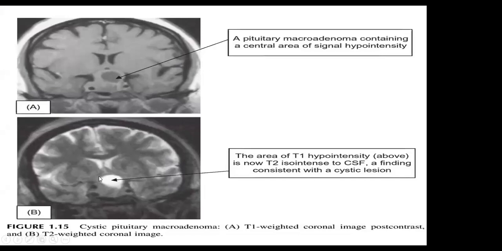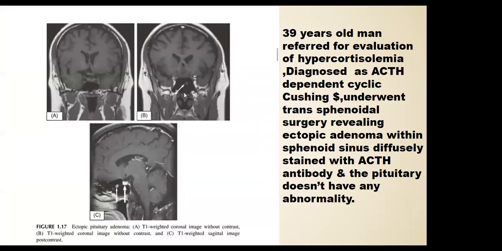And this is an interesting case of a 39-year-old male referred for evaluation of hypercortisolemia, diagnosed as ACTH-dependent cyclical Cushing syndrome and underwent transsphenoidal surgery. And the surprise was the pituitary gland was completely normal, but the sphenoid sinus was diffusely stained with ACTH due to the presence of an ectopic adenoma. As you see here, this is the ectopic adenoma.